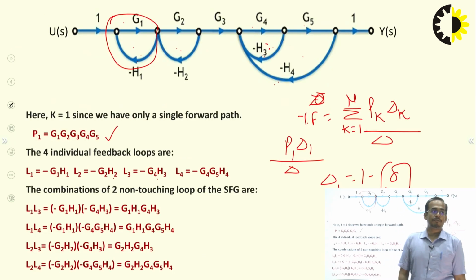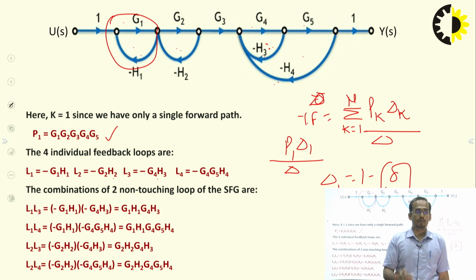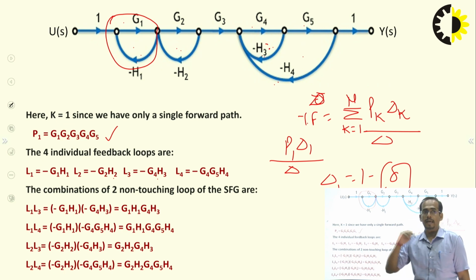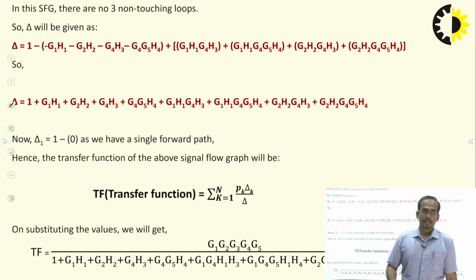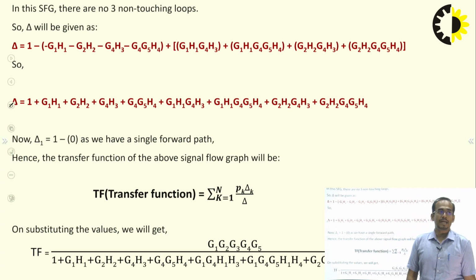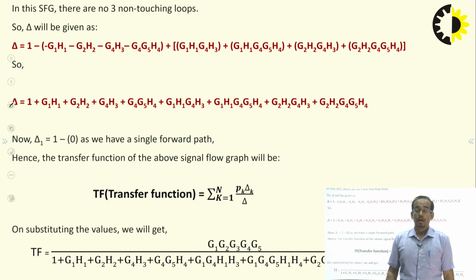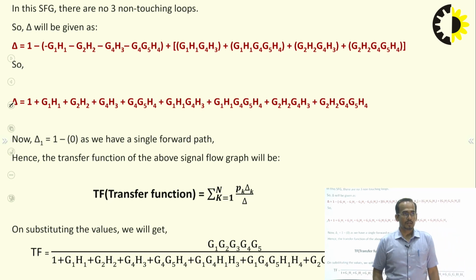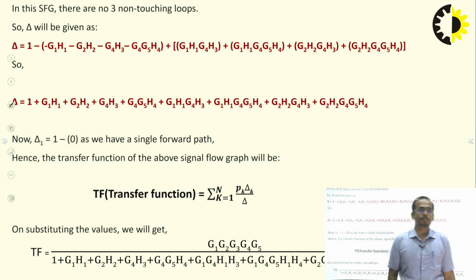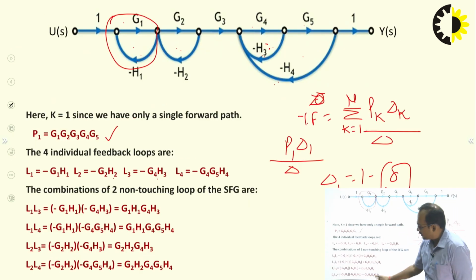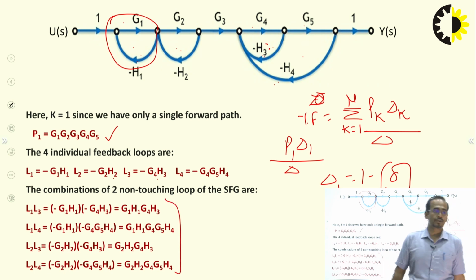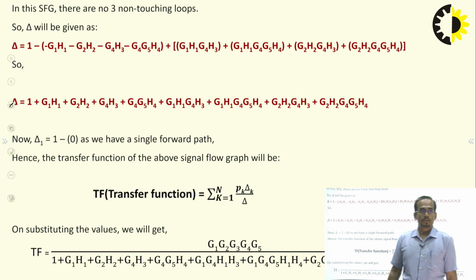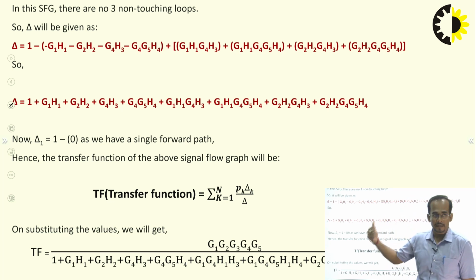1 minus sum of individual loop gains, that is 1 minus (L1 plus L2 plus L3 plus L4), plus the sum of products of two non-touching loops. I have already found the sum of products of two non-touching loops. There are 4 possible combinations, so you have to write the summation of all these combinations. This will give the value of delta.